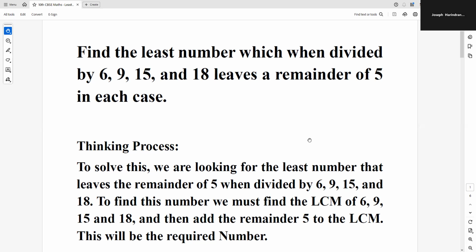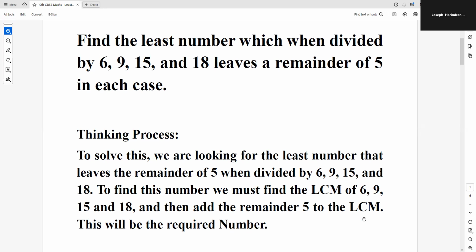We have to find the LCM. And how do we find the LCM? By prime factorization method. So let us see the thinking process. To solve this, we are looking for the least number that leaves a remainder of 5 in each case. So when divided by 6, 9, 15, and 18, to find this number, we must find the LCM of these 4 numbers. Then add the remainder 5 to the LCM. This will be the required number. So let us go to the solution.